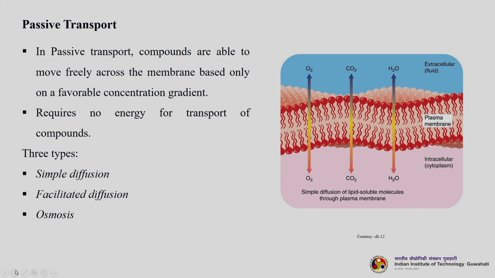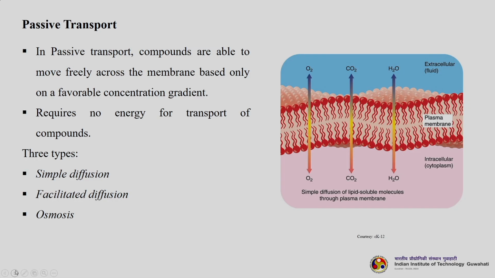So, now let us understand what is passive transport. Now, we have understood what is active transport. Now, let us discuss what is passive transport. In passive transport, compounds are able to move freely across the membrane based only on a favorable concentration gradient. It requires no energy for transport of compounds. So, basically there are 3 types: simple diffusion, facilitated diffusion, and osmosis.